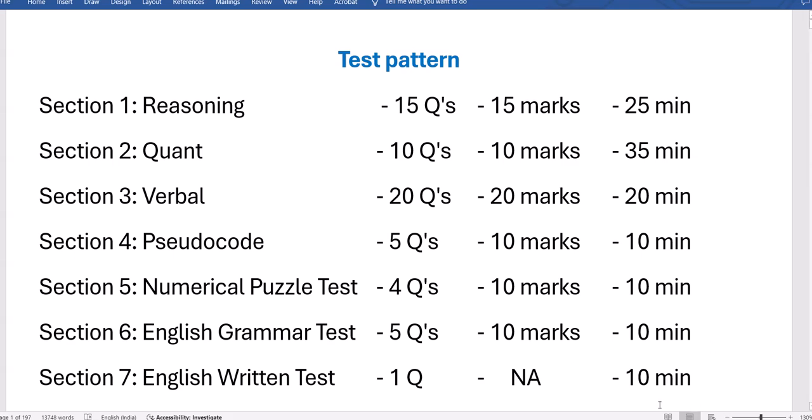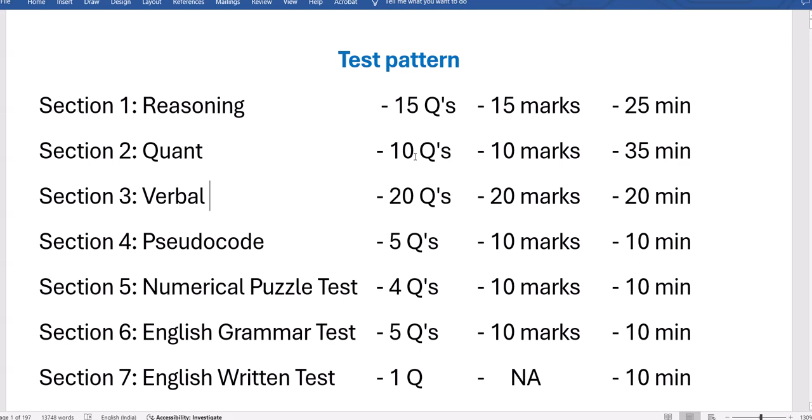And weightage is more for pseudocode, sections 4, 5 and 6. Don't ignore it. The number of questions may be less, but the weightage is more. Each question carries 2 marks likewise. Sections 4, 5 and 6, right?